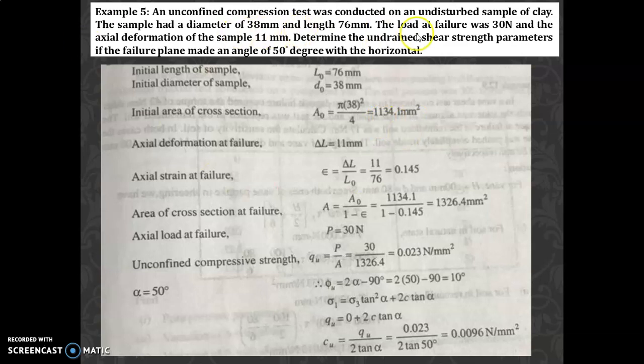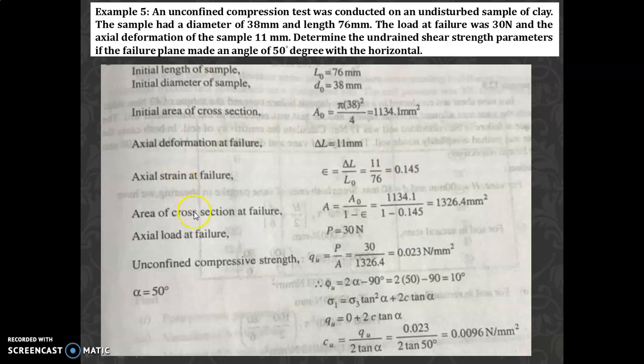Here the load at failure was 30 Newton and the axial deformation of the sample is 11 mm. The deformation is nothing but the change in length, delta L, equal to 11 mm. Now you can calculate the axial strain: change in the length divided by original length. So delta L, 11 mm, divided by the initial length 76, we get 0.145.